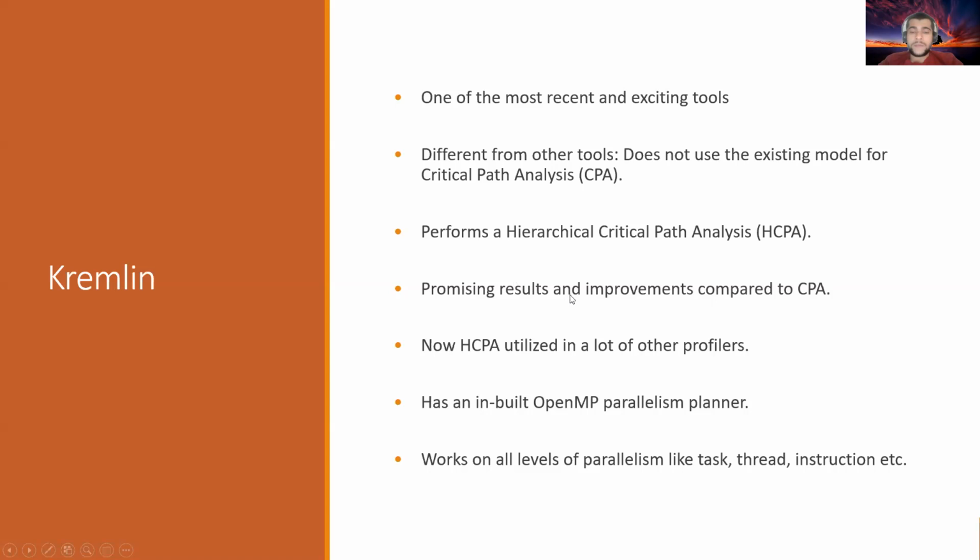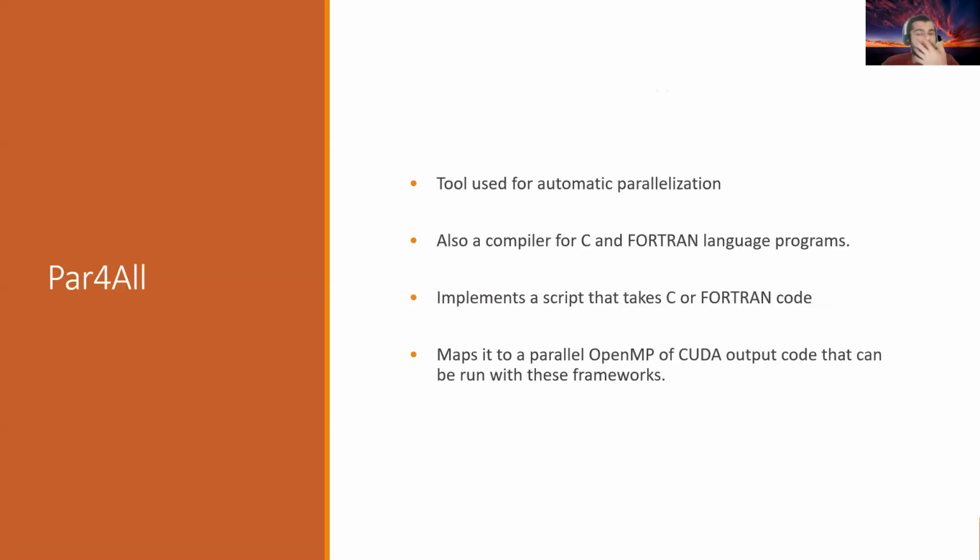So now HCP is being utilized in a lot of other tools, and Kremlin also has an inbuilt OpenMP parallelism planner. So it will not only perform a dynamic analysis and hierarchical critical path analysis and give you the information, it will also produce some skeleton OpenMP code or structure that you can use via this planner to refactor your code, and it works on all levels of parallelism like thread, task, instruction.